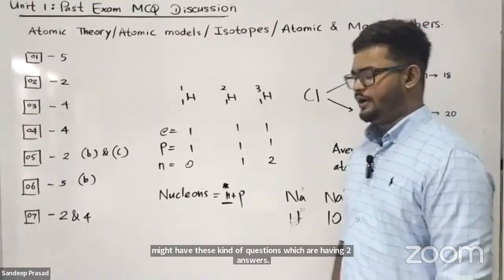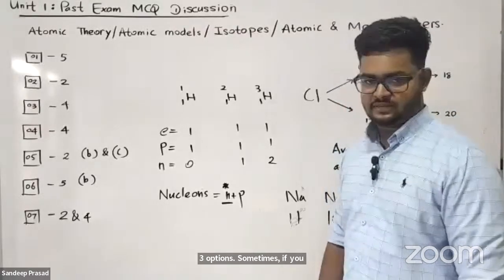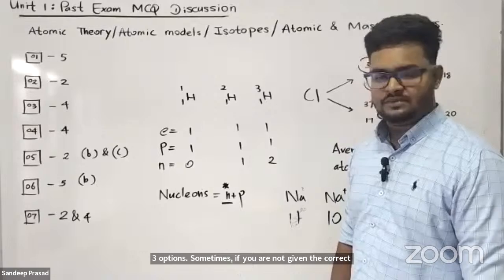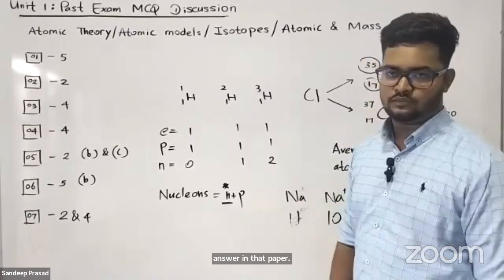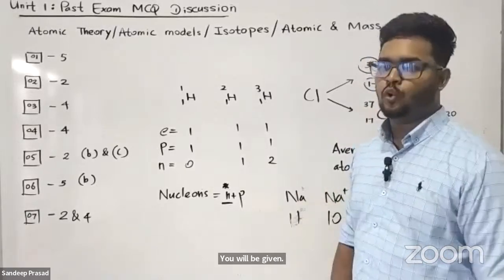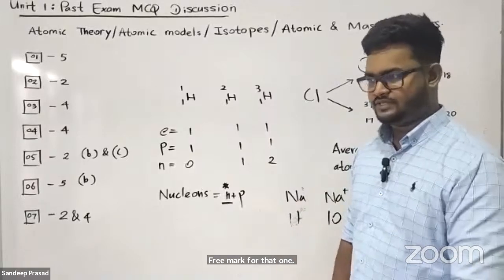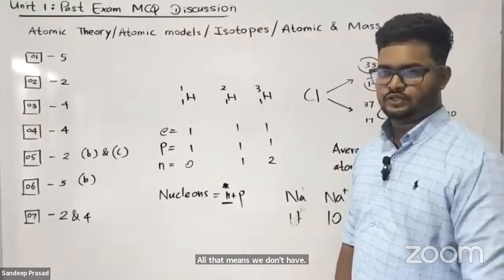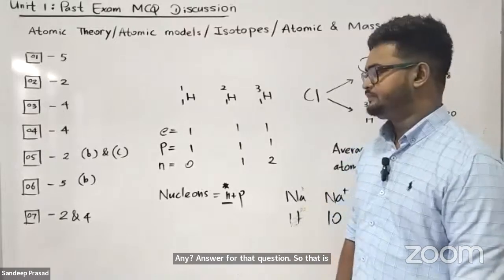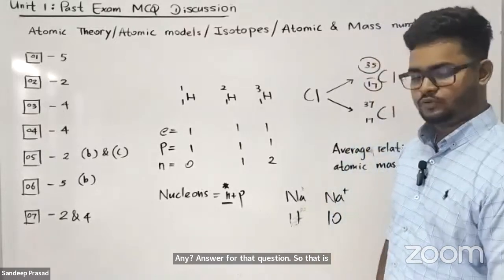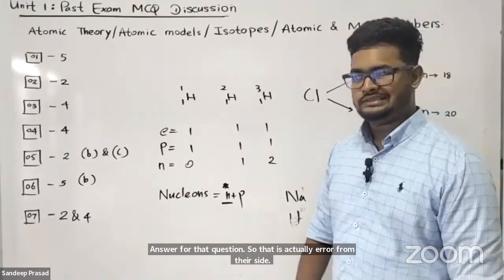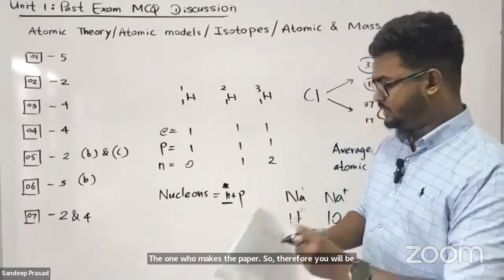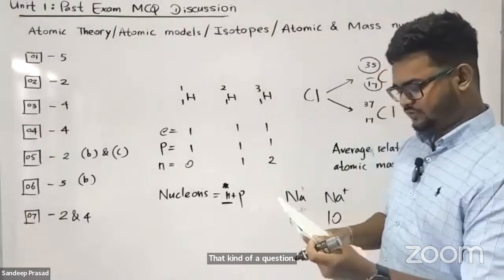Sometimes if the correct answer is not given in that paper, you will be given a free mark for that one. That kind of question is known as "all," that means we don't have any answer for that question. That is actually an error from the side of the one who made the paper. So you will be given a free mark for that kind of question. Okay, let's move to the next question.